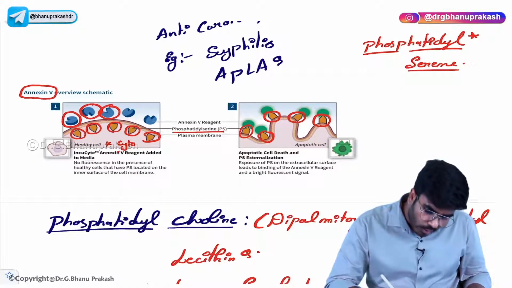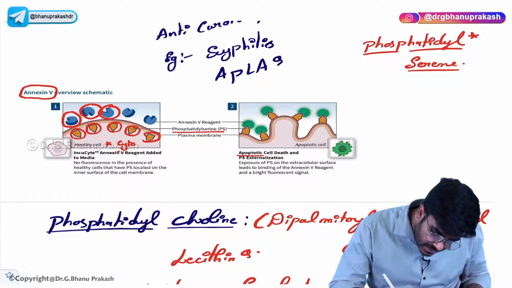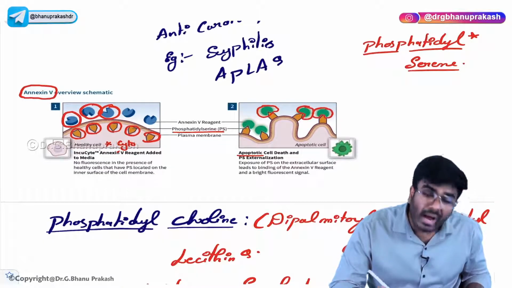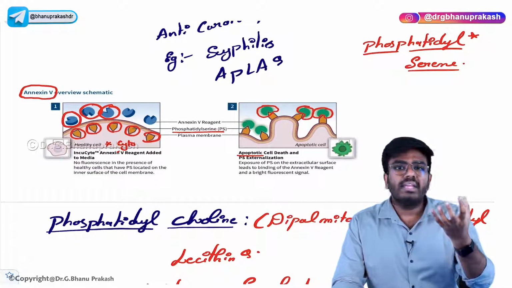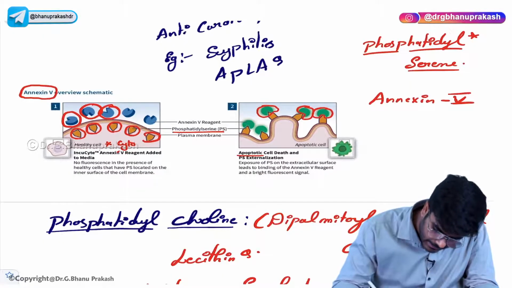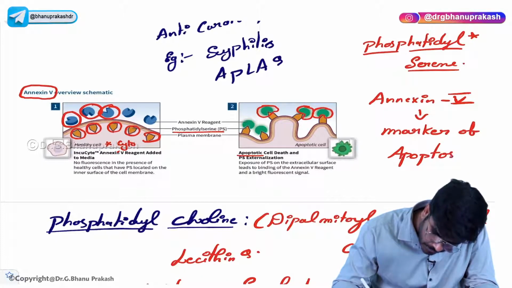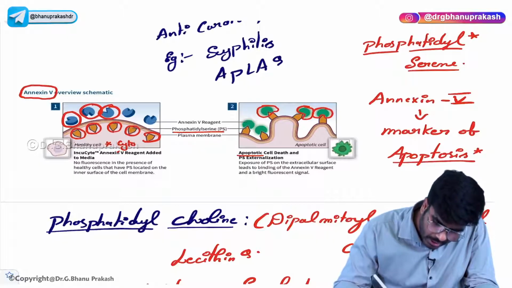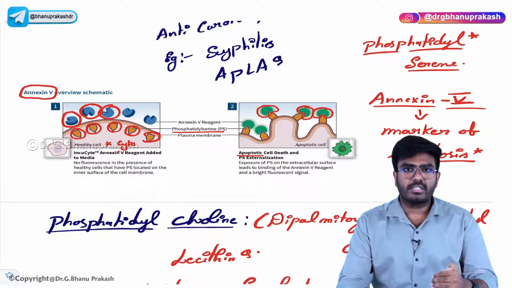So in a healthy cell, these annexin 5 molecules cannot bind to the phosphatidylserine. But when a cell is undergoing apoptosis, these phosphatidylserine molecules are expressed outside. So our annexin molecules, these dyes, will go and bind to the phosphatidylserine. Now they will emit the fluorescence. So we can clearly say annexin 5 is a marker of apoptosis. Okay, so annexin 5 is a marker of apoptosis, and also know phosphatidylserine in a healthy cell is expressed inside, towards the cytoplasm, not outside.